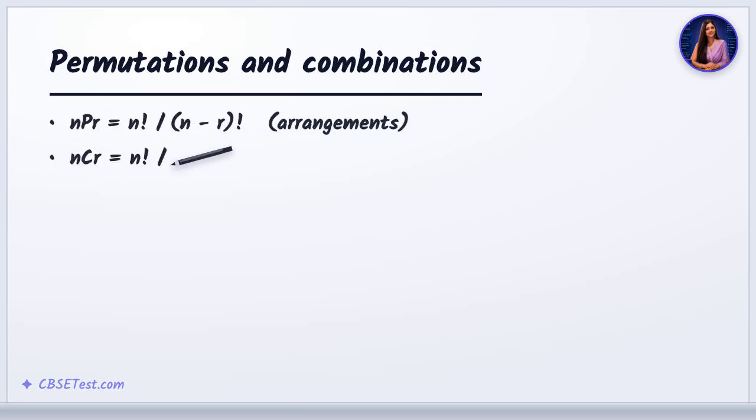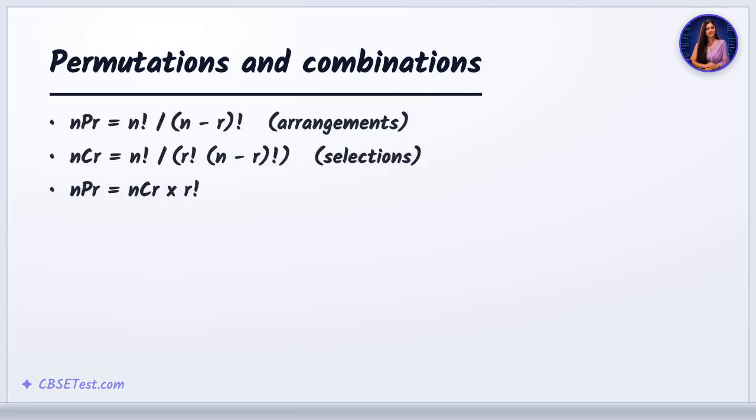Permutations count arrangements. nPr is n factorial over n minus r factorial. Combinations count selections, dividing further by r factorial to ignore order. So nPr equals nCr times r factorial.